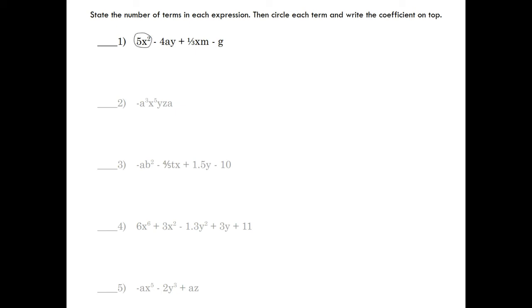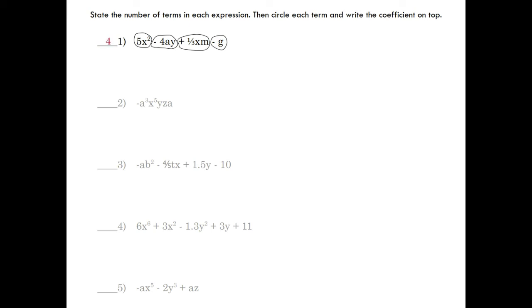So that's 1 is like this. This is the second term. Basically, the sign is either negative or positive. And that sign will denote a new term. So if you have the sign right here, is negative 4ay. I know it's in between two numbers, but we call it, part of this term is called negative 4ay. This is the third term, a positive 1/3 xm. And this is the fourth term, a negative g. That is 4 terms altogether.